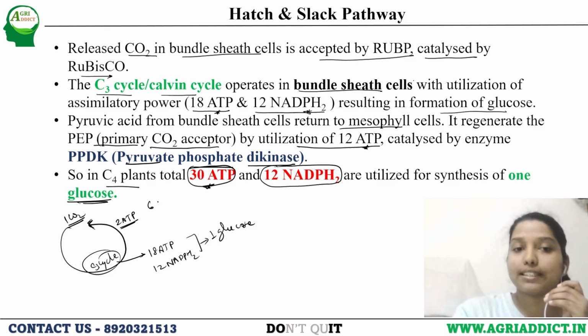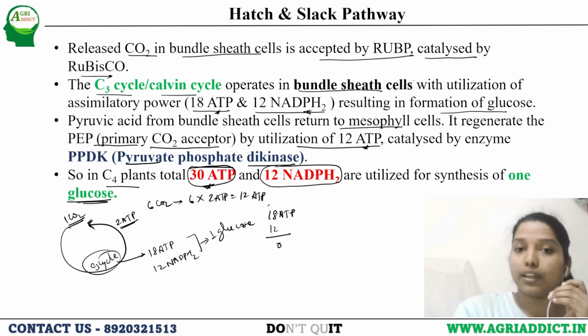So if we want 6 carbon dioxide fixation, it will require 6 into 2, means 12 ATP. Right? Now you add this 18 ATP which is required in C3 cycle plus 12 ATP. How much will it be? It will be 30 ATP. So this is how we got this 30 ATP.